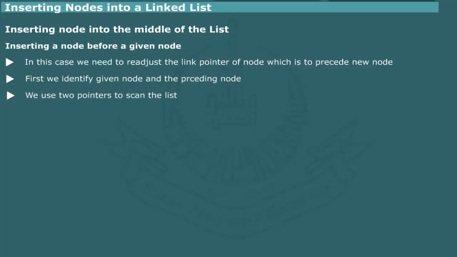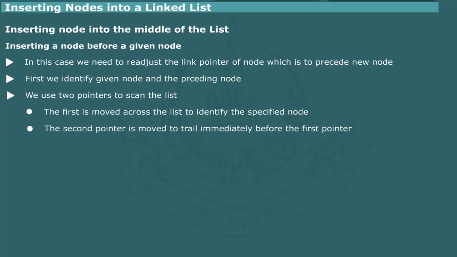For this purpose, we use 2 pointers to scan the list. The first pointer is moved to identify the specified node. The second pointer trails immediately before the first pointer. In this way, when the first pointer ultimately reaches the given node, the second pointer points to the preceding node. We can use the second pointer to adjust the link pointer of the preceding node to point to the new node, and then use the first pointer to reset the pointer of the new node to point to the given node.